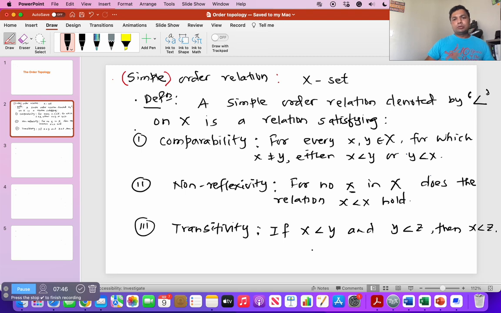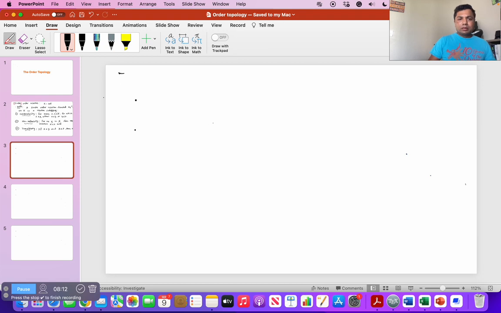I'm sure you all have seen this property somewhere in lower level math classes. So if the given relation satisfies all three properties, comparability, non-reflexivity, and transitivity on the given set X, then that relation is called a simple order relation. Okay, let me give you a couple of examples. So here I'm gonna give you two examples.